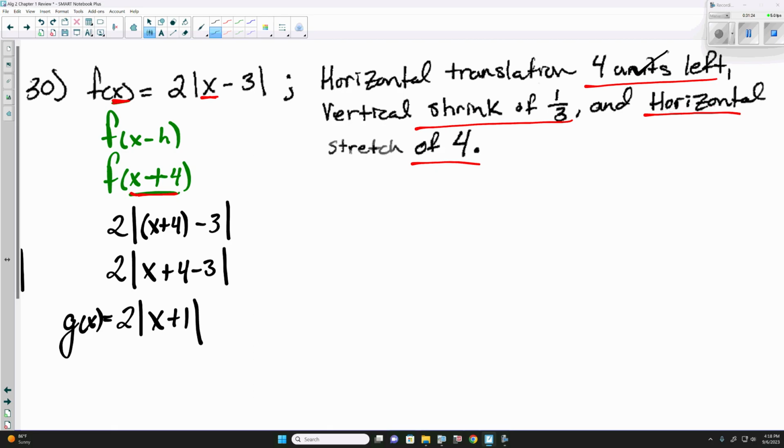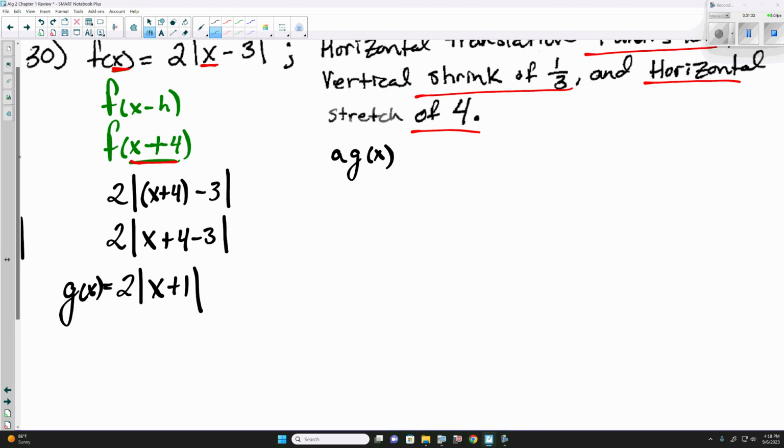Now the next one's a vertical shrink of 1/3. Now our vertical shrink is a times our function, so a times g of x. In our case here, our vertical shrink is 1/3, so the value of a is 1/3. Now because we still have g of x, we can replace it with its function. So we'd have 1/3 times 2 times the absolute value of x plus 1.